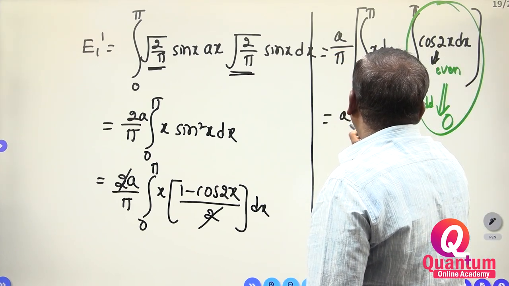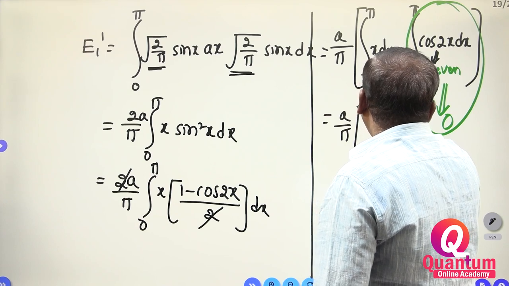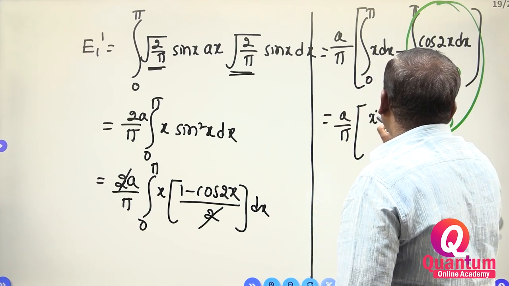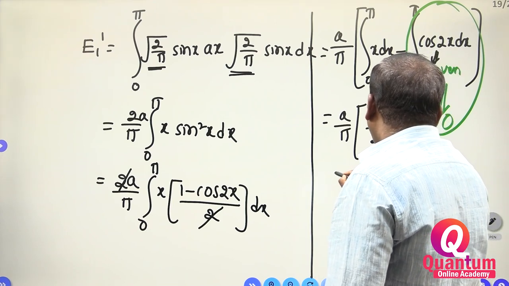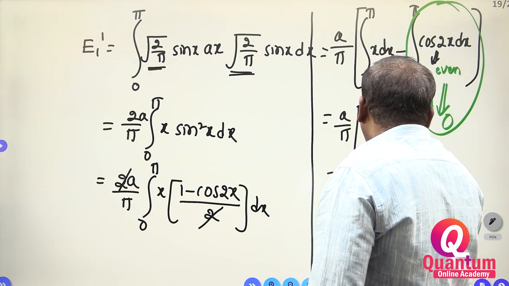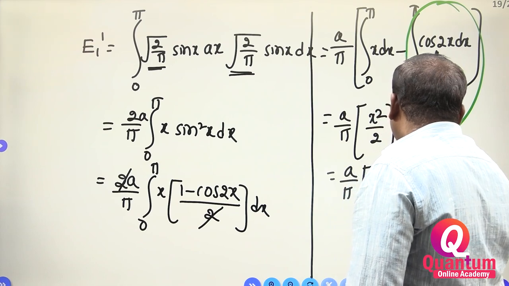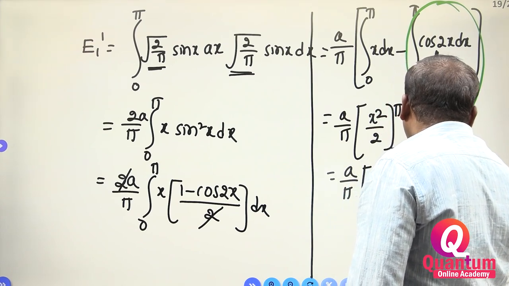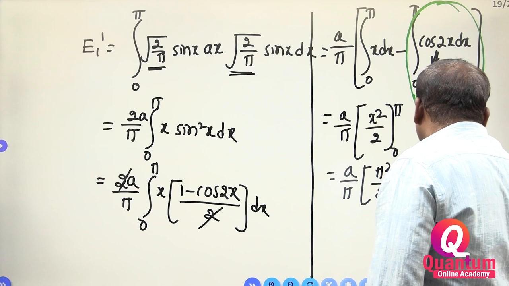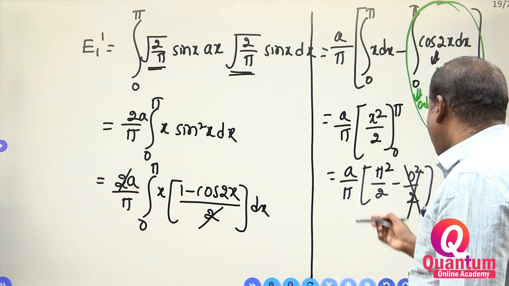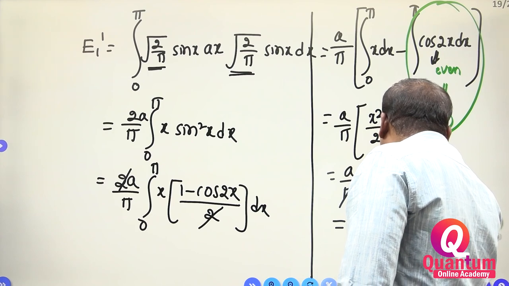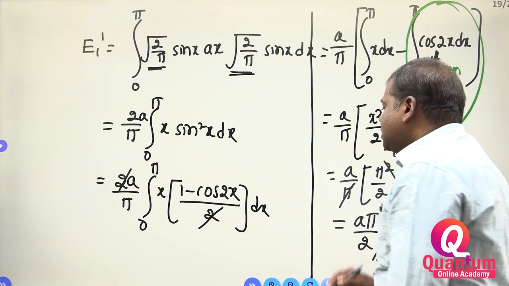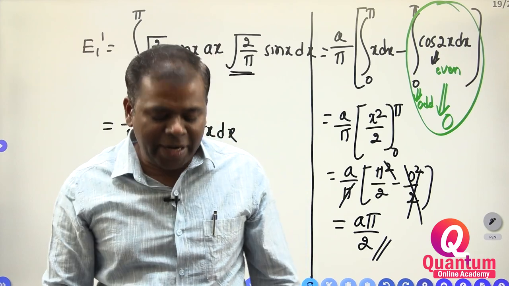A by 5 into integral x is equal to x square by 2 into 0 to 5. First, you have to apply the limit. A by 5 into 5 square by 2 minus 0 square by 2. 0 square by 2 is equal to 0. The 5s get cancelled. Therefore, it is A5 divided by 2. Which answer are you getting? A5 divided by 2.